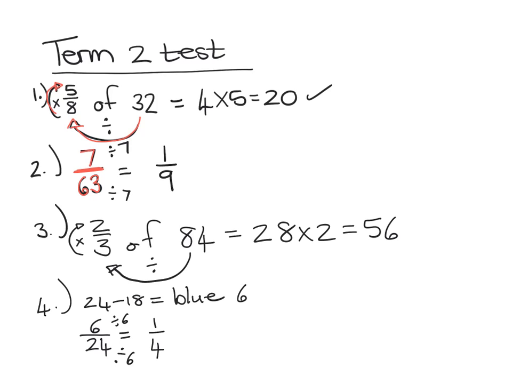At number 3, it's again an "of" sum. Divide by the bottom, which gives me 28, and then times by the top, and that ends up with 56.